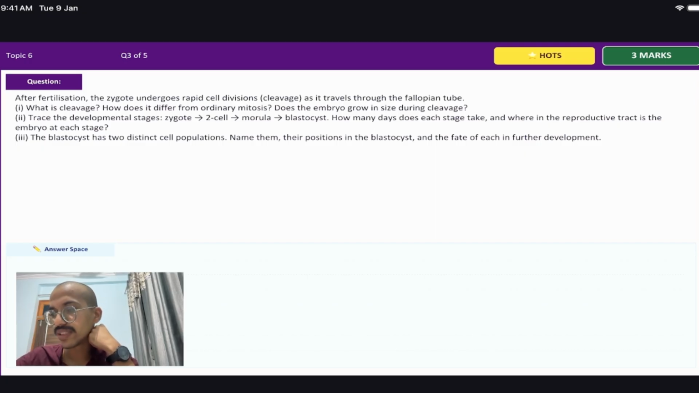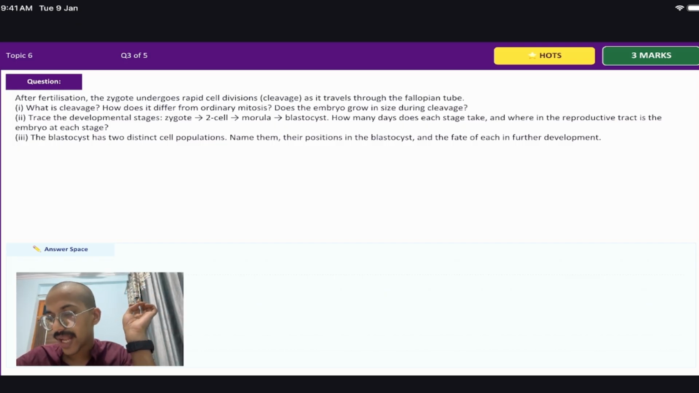Does the embryo grow in size during cleavage? No, it doesn't grow in size during cleavage. Trace the development stages: zygote, two cells, morula, blastula. How many days does each stage take, and where is the embryo in the reproductive tract at each stage? You have a diagram in your NCERT, so that would be there. This whole thing from zygote to blastula takes 7 days. Okay, this would be your answer, and you can make a diagram of these divisions.